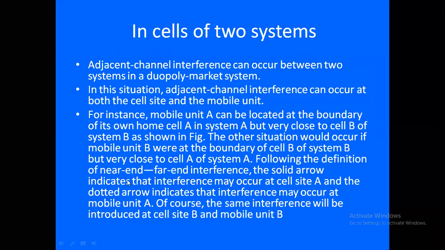Following the definition of near and far end interference, the solid arrow indicates that interference may occur at cell site A, and the dotted arrow indicates that interference may occur at mobile unit A. Of course, the same interference will be introduced at cell site B and mobile unit B. So this is in cells of two systems.